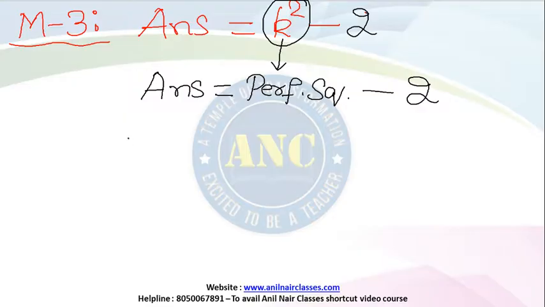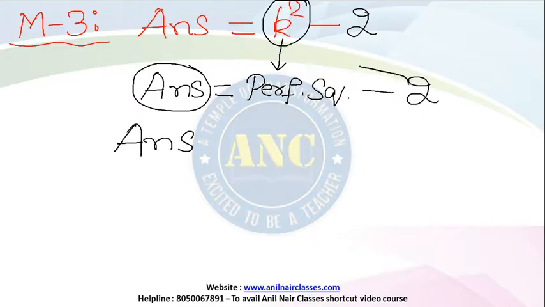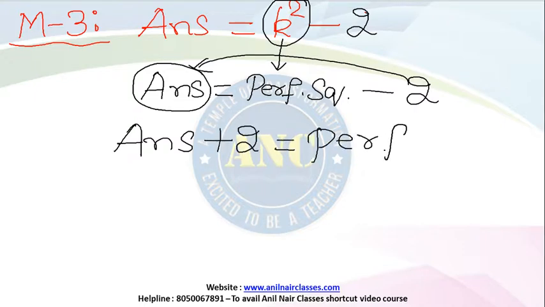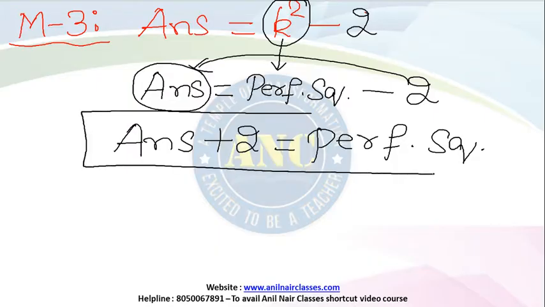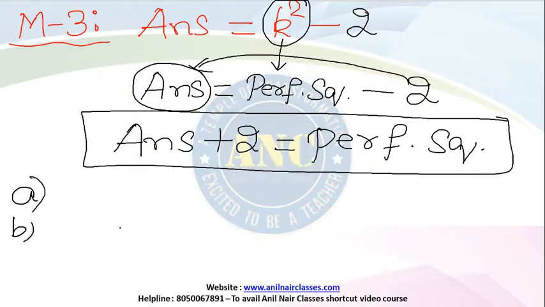Or I can say that whatever answer options you have, add 2 to them. Shift that minus 2 to the right hand side and add 2. When you add 2 to the answer options, that should give you the perfect square. That should be the answer. Suppose, let me take this question itself, sir.